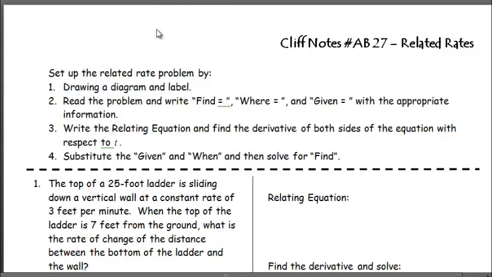Related rates, Cliff Note 2027. Just a little bit of background about some guidelines for finding answers to related rate problems. You want to take the time and kind of read through this.